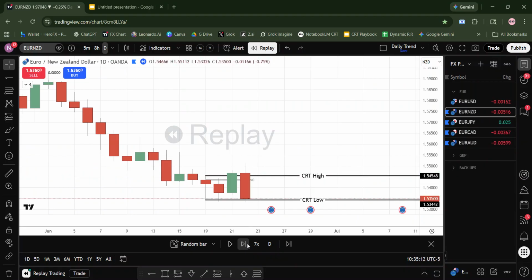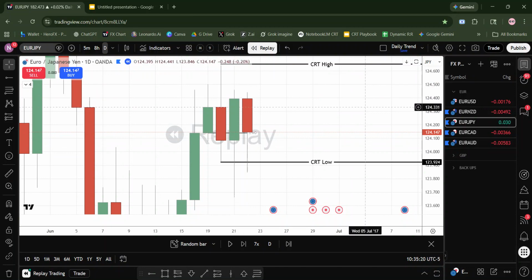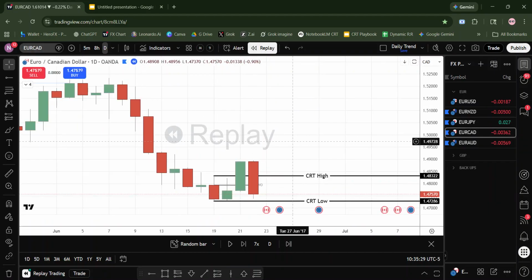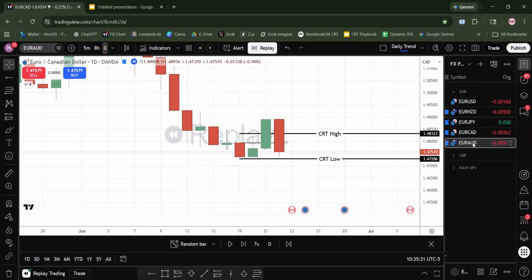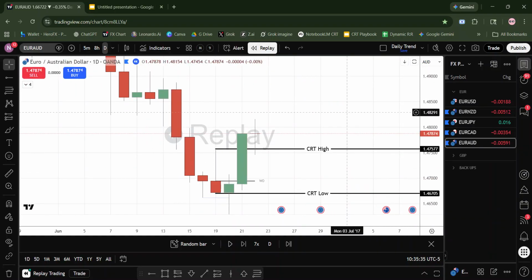So let's see what happens. Okay, so obviously that did not work. In this case, remember I said to be careful with it because this high could have held. So on this one, it just hit both sides of the range, hit the high, hit the low, and then went down. So that would have been a loser. This would have been a loser. And this one didn't do much of anything. Okay, so that's what you're looking for.